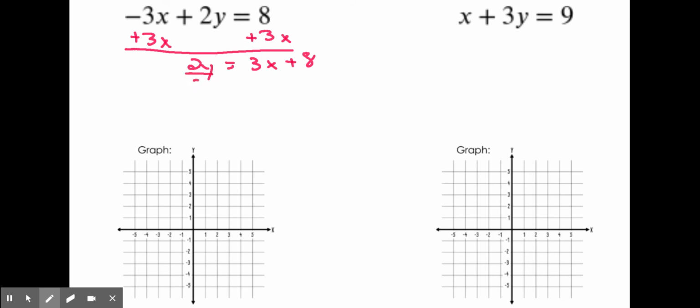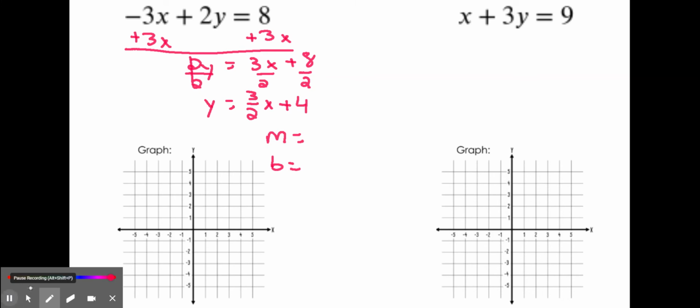This is 2 times y, so I'm going to divide every single term by 2. These 2's cancel, they become 1. Y equals, and write this as a fraction. So this is 3 halves x plus 8 over 2 is 4. Okay, so you identify m and you identify b. The slope is 3 halves. The y-intercept is 4. Now I want you to graph this line.